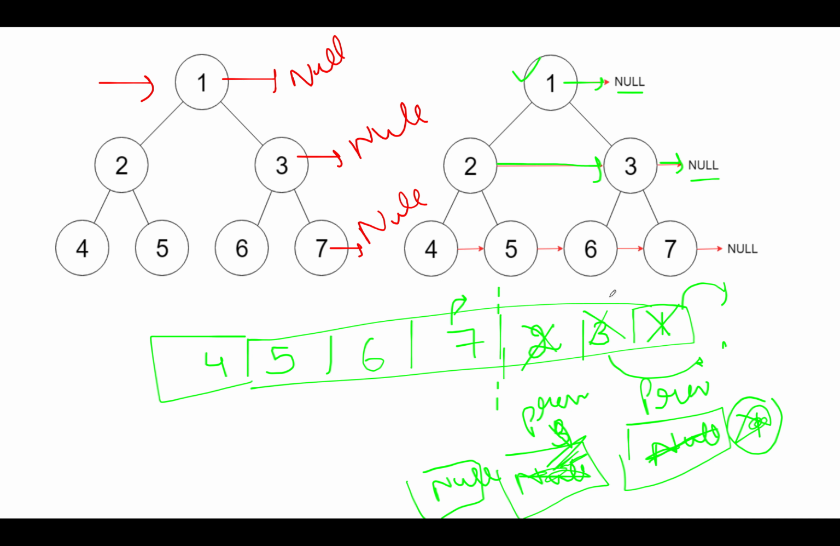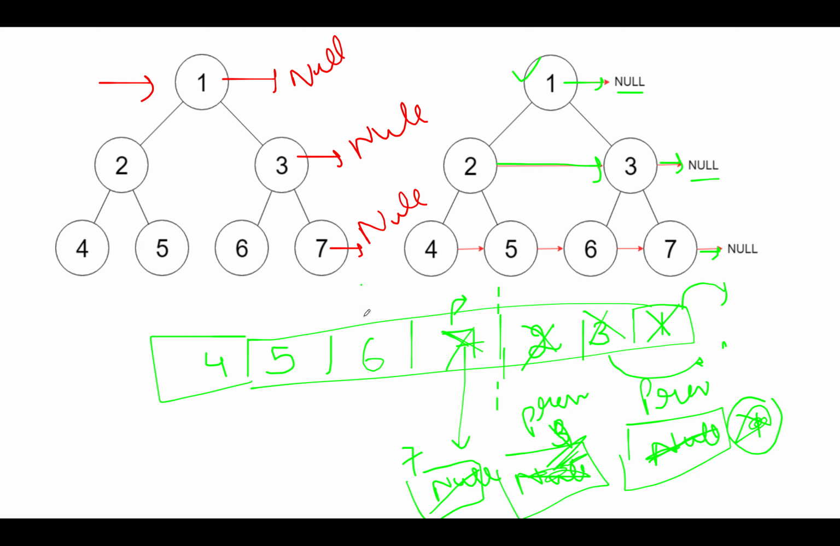7 gets pulled out. 7.right will point to the previous node, which is null. Also, we'll add its children into the queue. There are no children of 7, so we'll not add anything into the queue. Along with this, we'll update the previous node to 7 for the next iteration, and this element is gone.